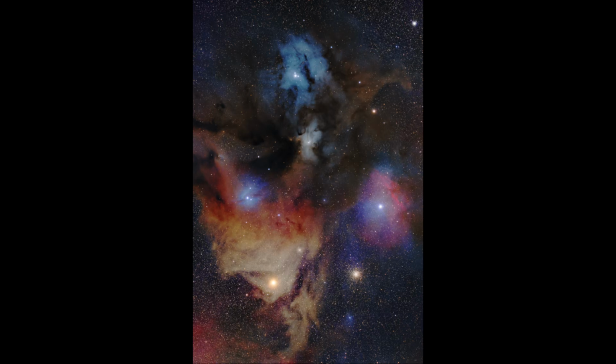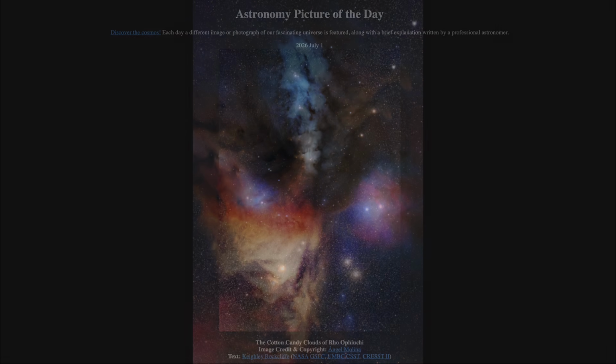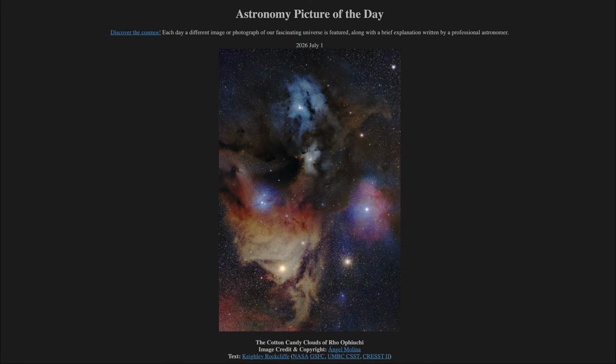So if you think about that, we're looking side by side at something very old, the globular cluster, and something that is forming stars currently, which is the star-forming region of Rho Ophiuchi. So that was our picture of the day, titled The Cotton Candy Clouds of Rho Ophiuchi.